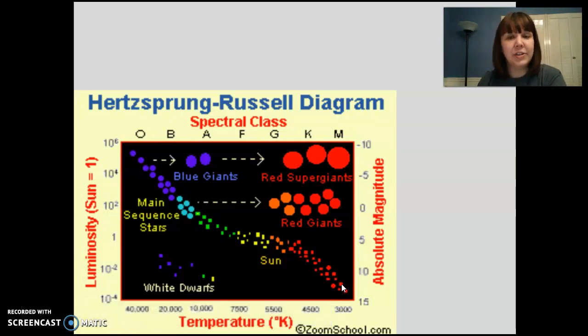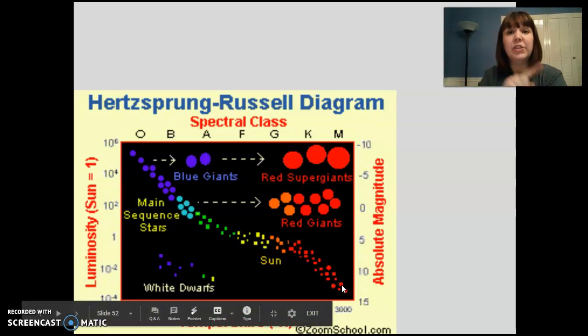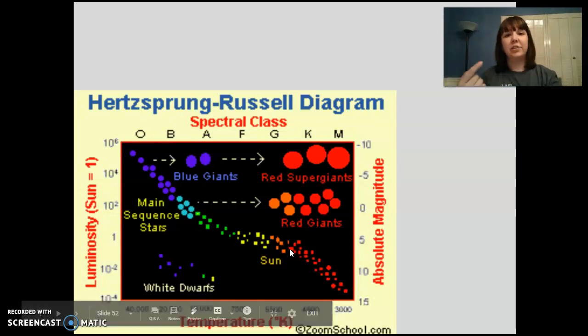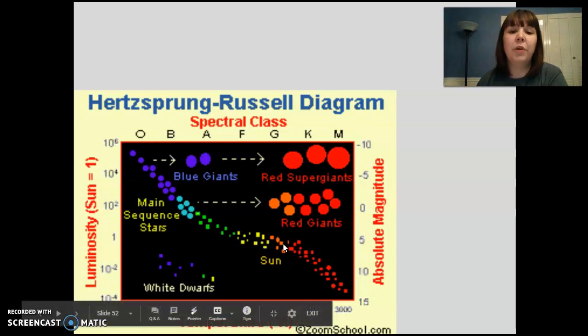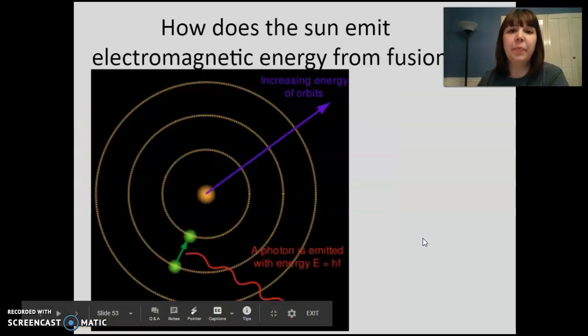As a star ages, like we talked, that hydrogen is going to turn into helium. As a star ages, it just moves slightly down this main sequence until the next stage of its life cycle. So our sun will continue to get a little bit smaller, a little bit dimmer, and a little bit colder as it ages, as that hydrogen turns into helium.